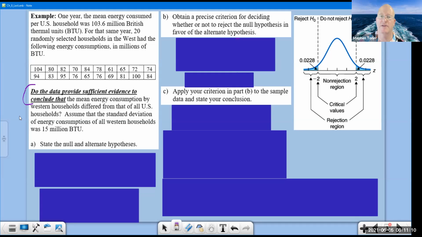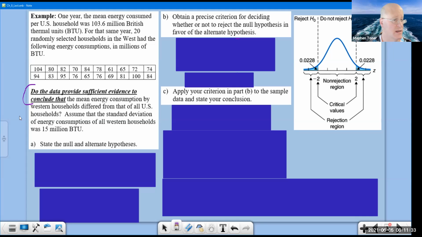Now, I've got some words underlined over here at the left and emboldened because this is how many hypothesis tests begin. They begin with the phrases, do the data provide sufficient evidence to conclude that whatever the alternate hypothesis is going to be? They're asking you a question. Do we have enough evidence to go with this alternate instead? That's language that you want to watch out for.